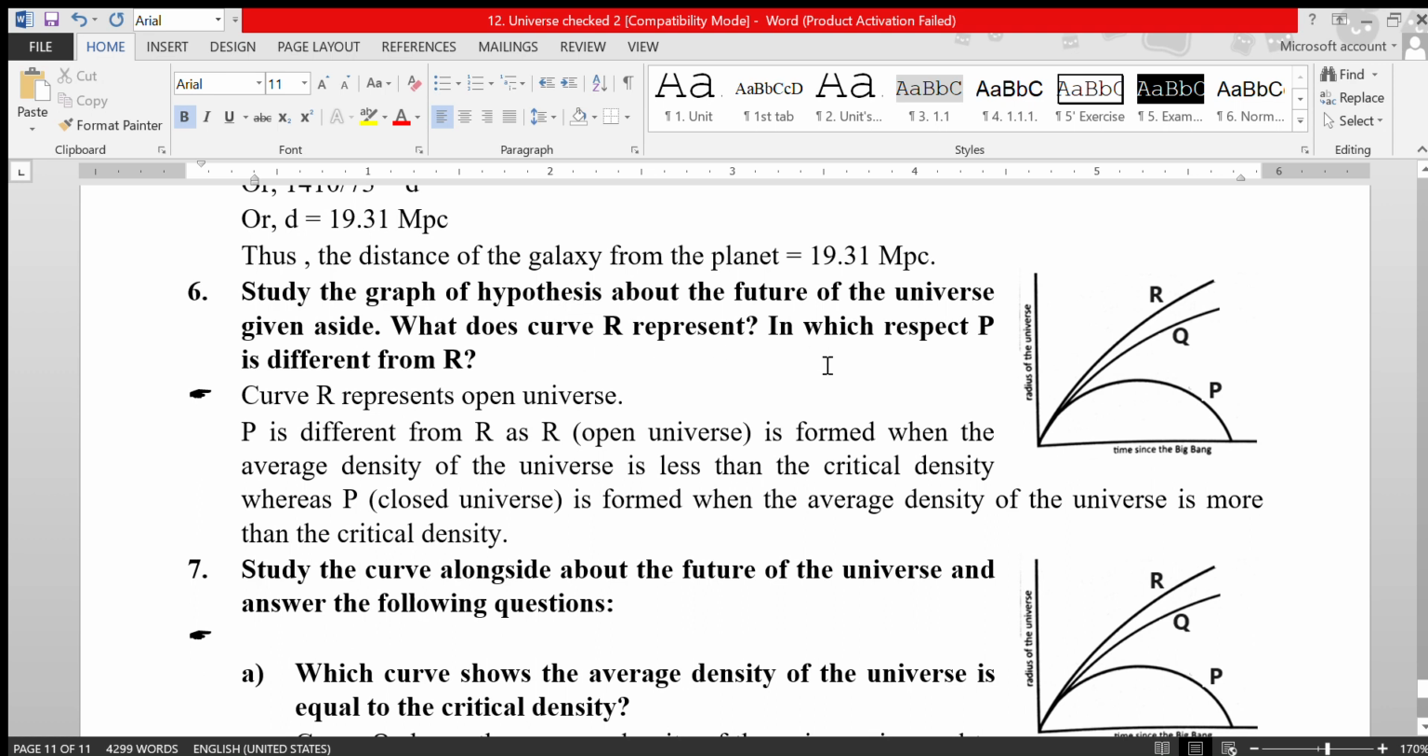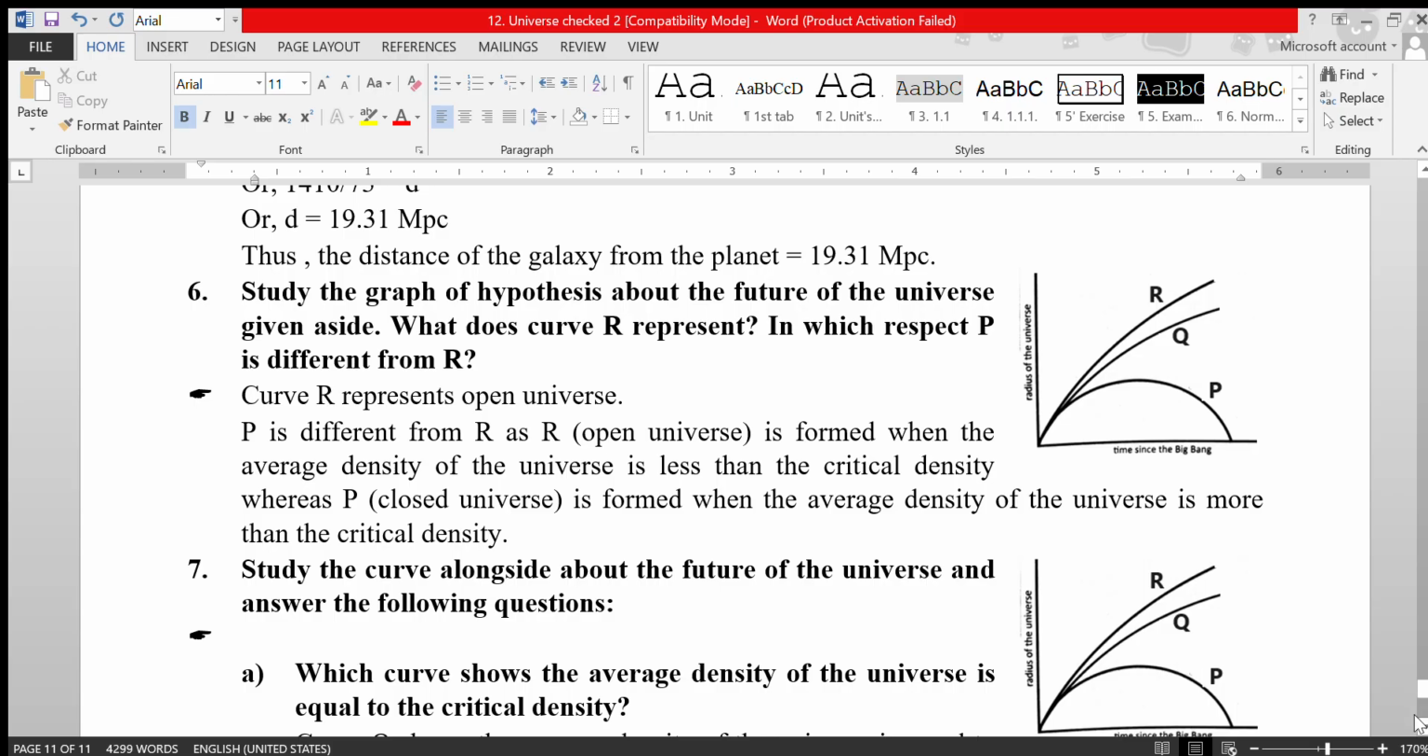What does R represent, and in which part is P different from R? R represents an open universe. P is different from R, as R is open in form when the average density of the universe is less than critical density, whereas P is a closed universe that forms when the average density is greater. This is the diagram.